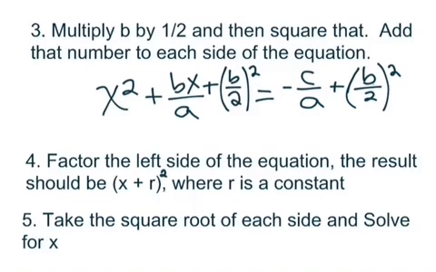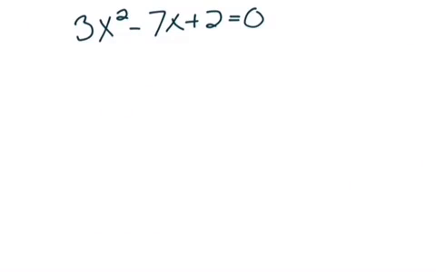Next, we're going to take b, which is the coefficient of x right here, multiply it by 1/2, and then we're going to square that. That fraction we're going to add to each side of the equation, like so and like so. Then we're going to go ahead and factor the left side of the equation, because now we have a trinomial over there that we can factor. And the result should be (x plus r) squared, where r is a constant. So we should have a binomial being squared as the result of factoring this. Then we're going to take the square root of each side, and then we'll be able to solve for x. Okay, let's go ahead and put this into practice then.